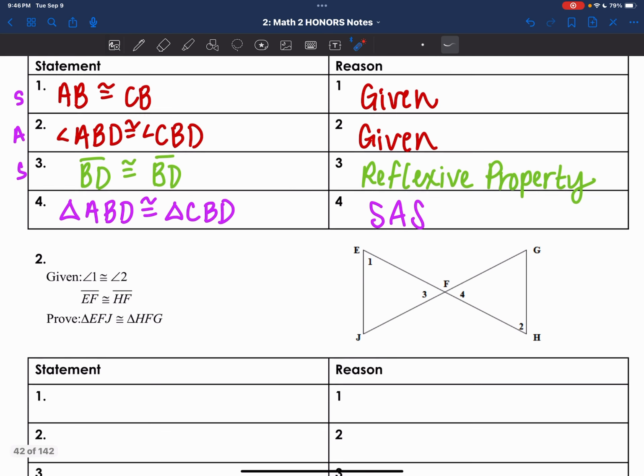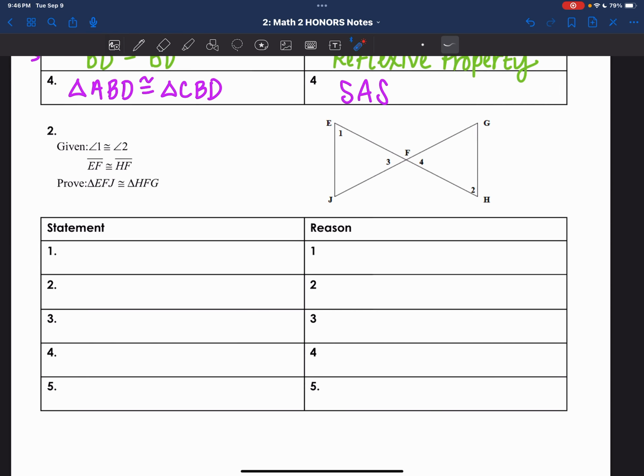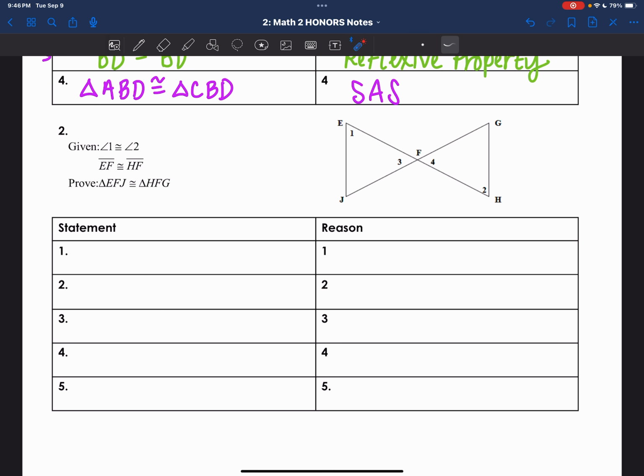All right. For this next one, you're going to go ahead and label it, and I'm going to give you a hint. Your first two are going to go here. This is going to go here. And the reason is because these are given. So like I said, and then right here.